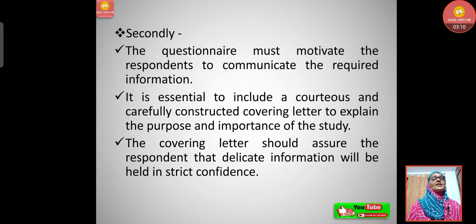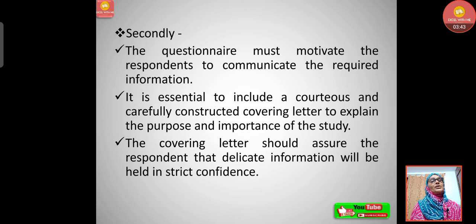Now, secondly, related to the purpose, the questionnaire must motivate the respondents to communicate the required information. Obviously, whatever questionnaire we are framing, if the respondent is not interested, then we will not get the result we need. So the questionnaire should motivate the respondent, and we should prepare the kind of questions that elicit the perfect response we want.